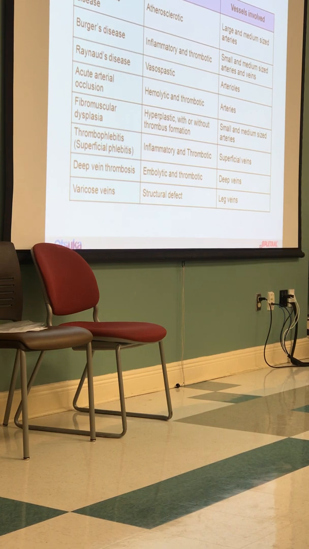Raynaud's disease, we know, is vasospastic, especially in colder weather, affecting arterioles. Okay? Acute arterial occlusion, embolic or thrombotic, and that's arteries. Fibromuscular dysplasia, another rare one that you don't see, is hyperplastic. They don't have thrombus formation, but they do have a lot of pain. Thrombophlebitis, inflammatory or thrombotic, is usually superficial, but they can get superficial clots that are painful. Deep vein thrombosis, embolic or thrombotic, affects the deep veins.